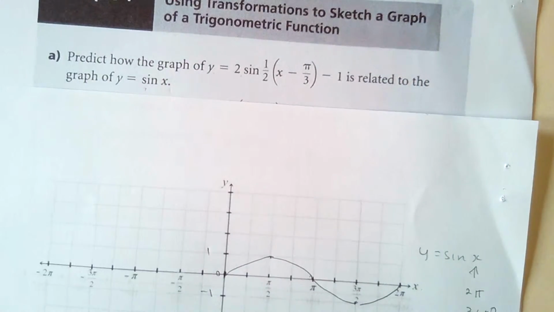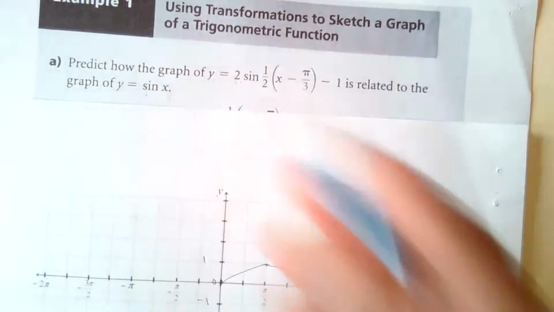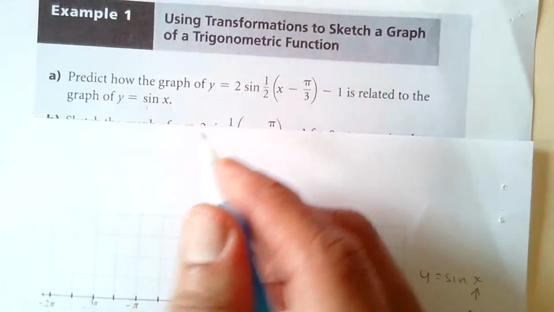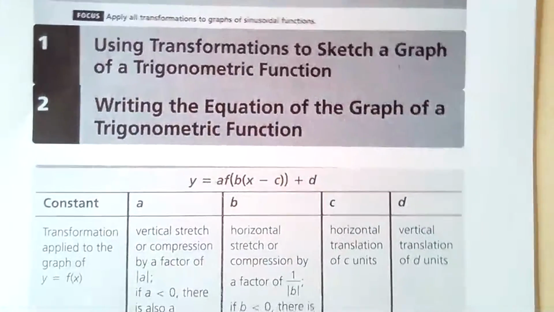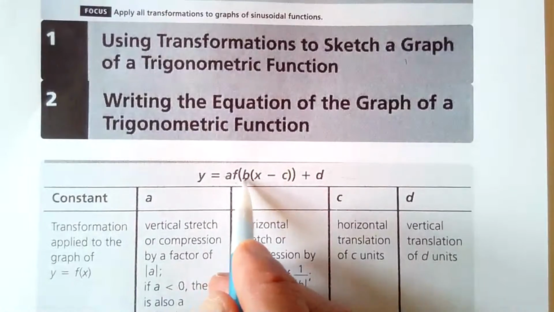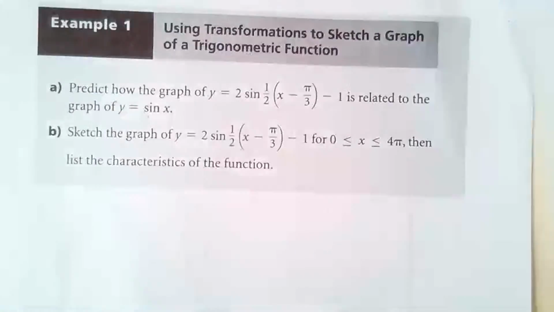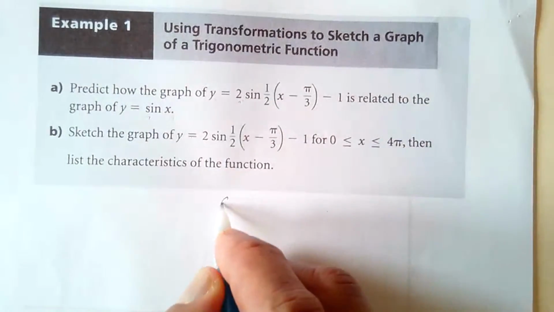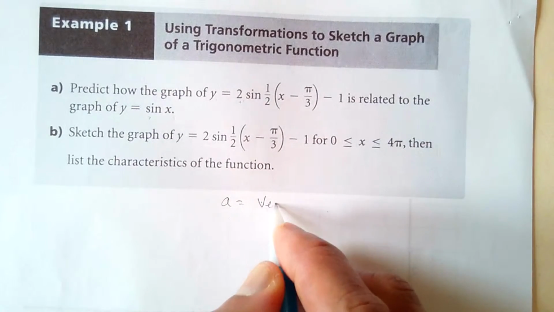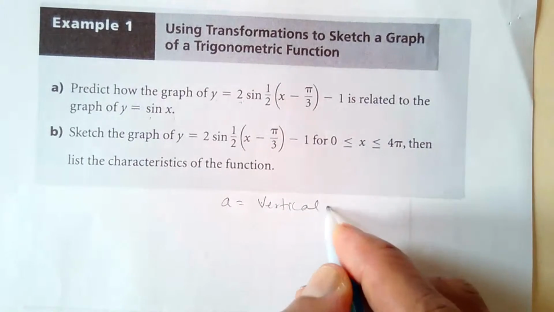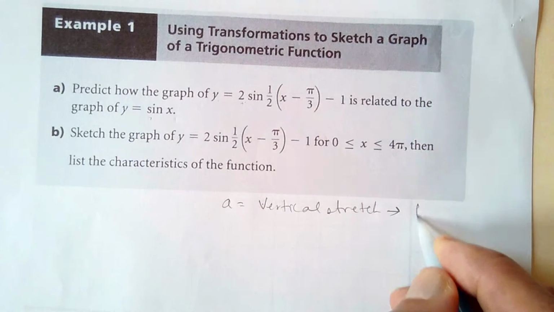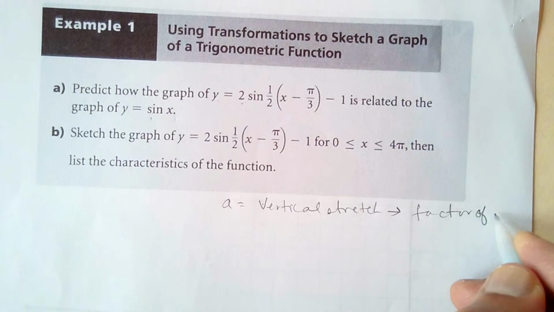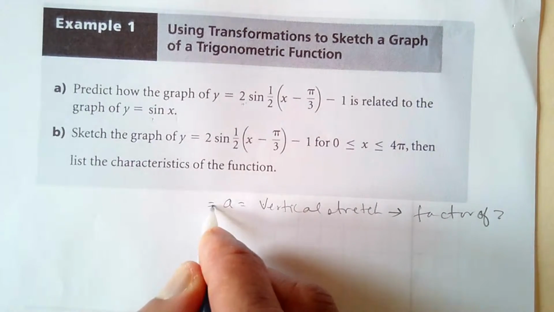First thing we notice here is our amplitude. If you look at the general equation we had earlier, y = A f(...), your A is your amplitude. So the A is your vertical stretch, in this case by a factor of 2. In other words, your amplitude is equal to 2.